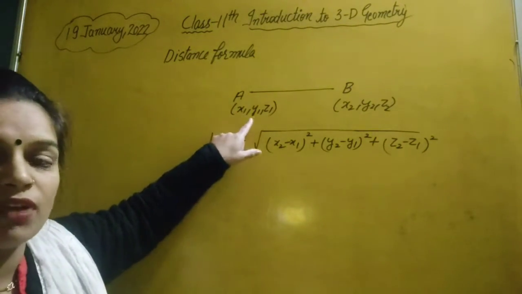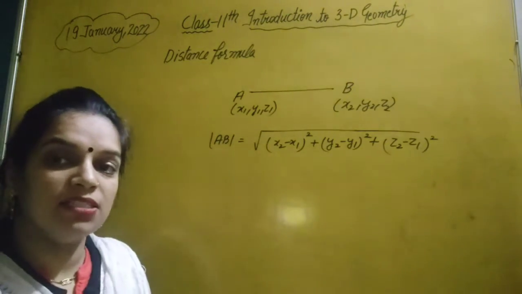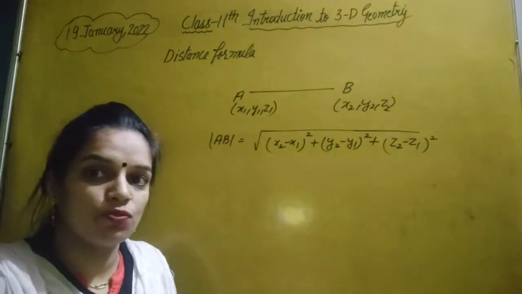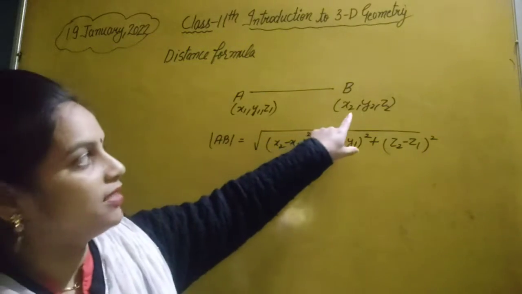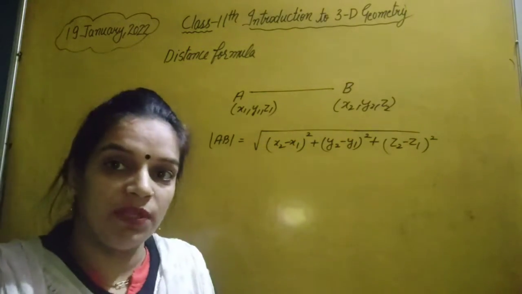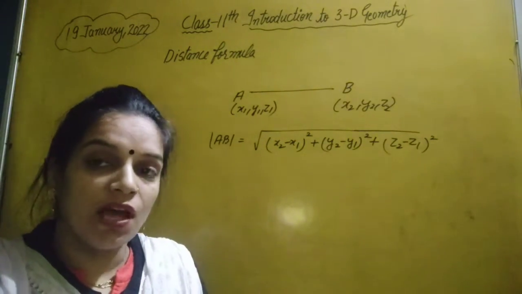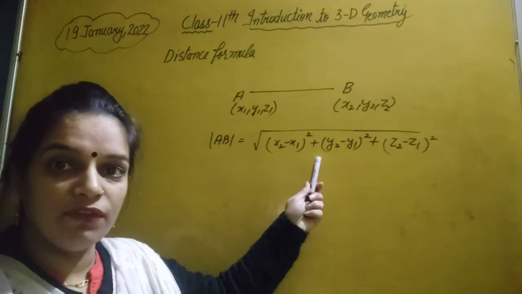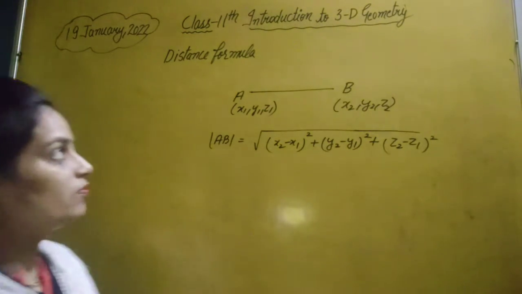At the place of x1, y1 and z1 there will be an integer like 1, 2, 3, minus 1, minus 2 and so on, and similarly at the place of x2, y2, z2 there will be any number. Now with the help of this formula we will find the distance between them.